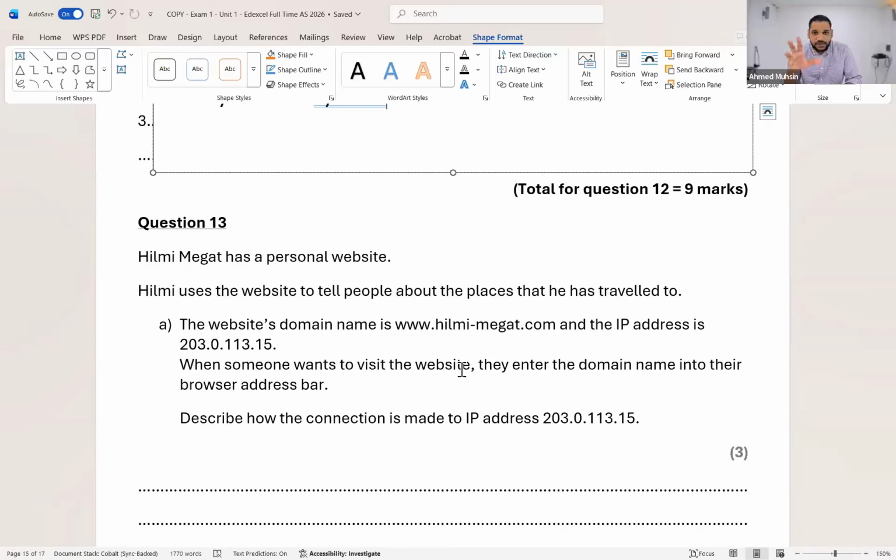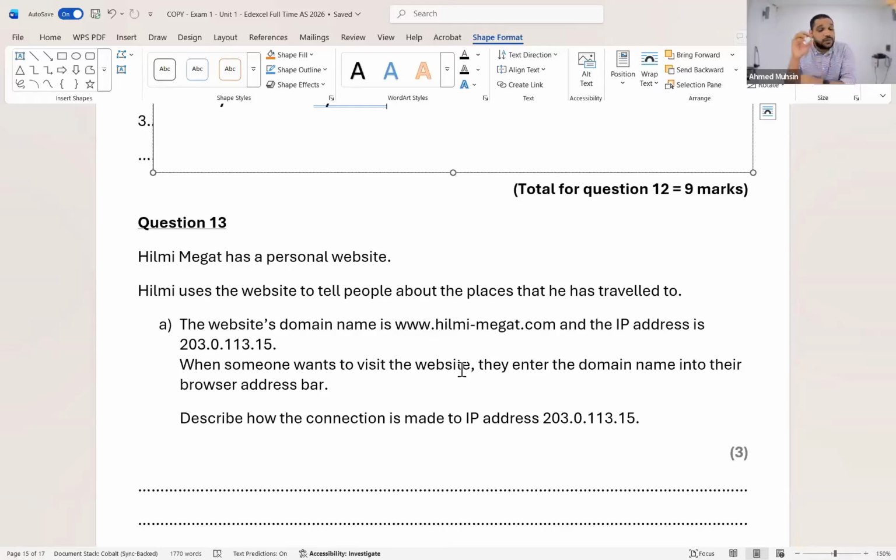Domain name server. When the DNS server gets this request, your domain name server has a database of all the domain names and their respective IP addresses. So what will DNS do? DNS will go through its database looking for a matching IP address for the submitted domain name. And then it will return that IP address back to the web browser, and then the web browser can establish a connection with that particular IP address.